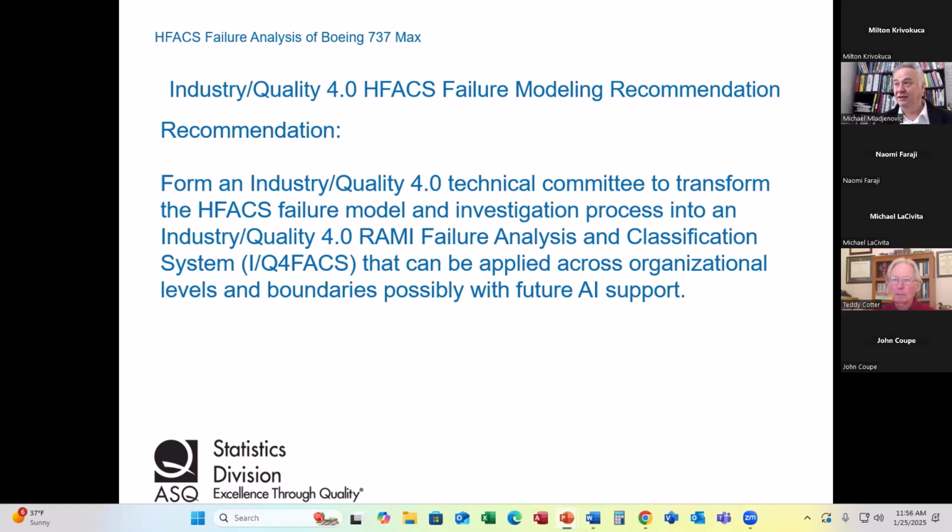Because if you look at Lean, if you look at Six Sigma, if you look at root cause analysis, if you look at failure mode defect analysis, that's all part of Quality 4.0. Now we just have new technologies and tools to add on top.